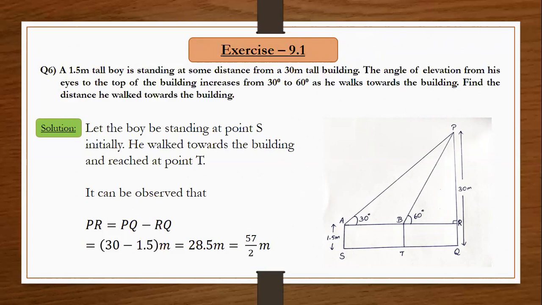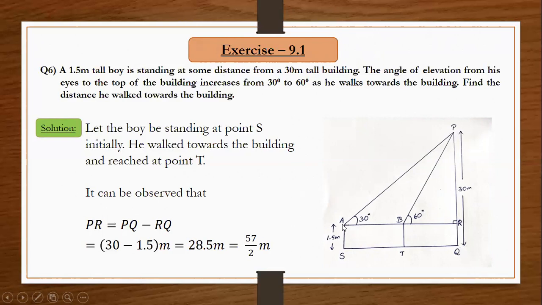So we are having a boy. Let us take AS to be the boy over here. His height is 1.5 meter. He is standing at some distance from a 30-meter tall building. So building is 30 meter. How much distance he is standing? We don't know. So PQ is the building and it is 30 meter tall.